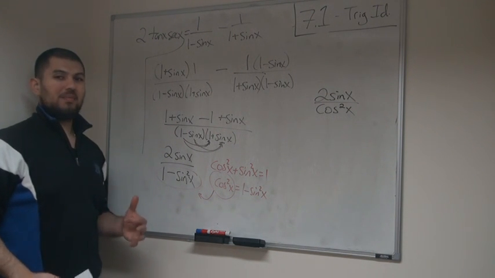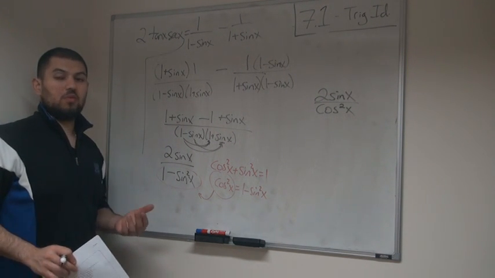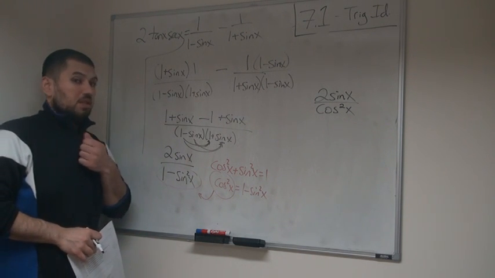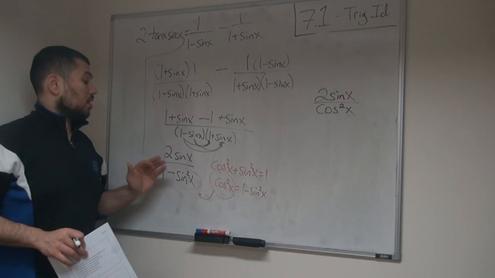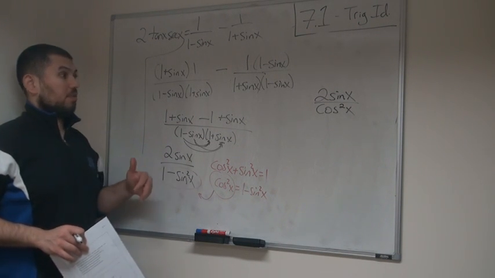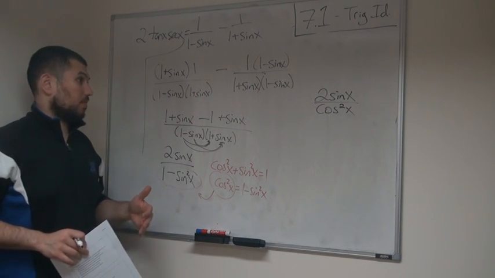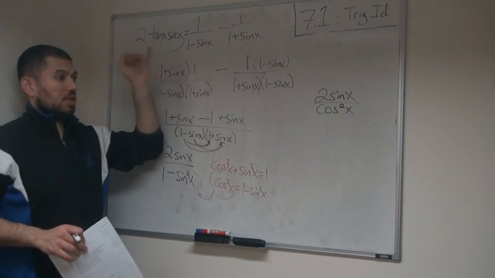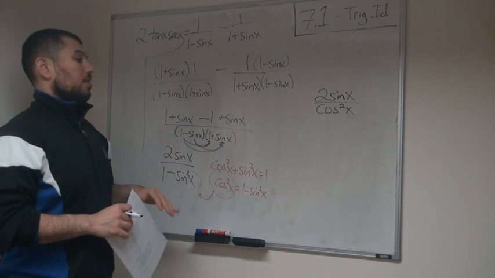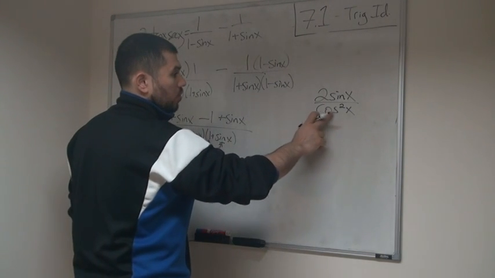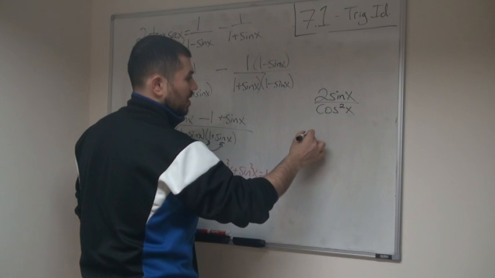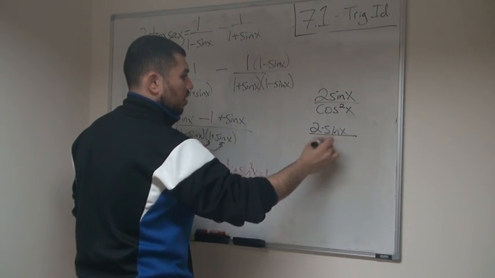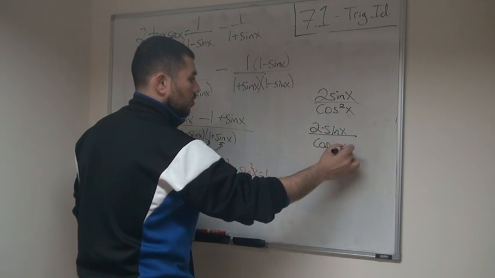Now again, my ability to do this quick and on the fly only stems from my experience and having been able to do these problems for years and having done a ton of them. You guys will only get this good after doing a lot of practice problems. Because how else would 2 sine x over cosine squared x look like this? Now check it out. Cosine squared x is really cosine times itself. So I have 2 times sine x over cosine x times cosine x.